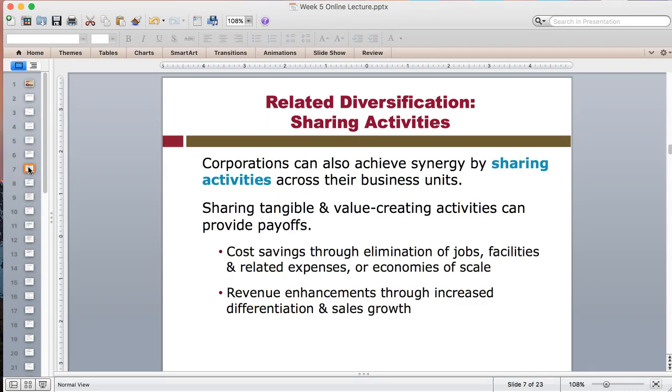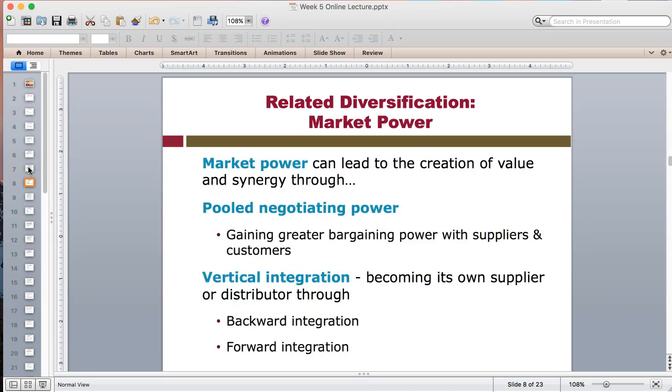And this is sort of talking about the economies of scope and the ability, through merging the two primary value chain functions, to get elimination of jobs, of facilities, and related expenses through economies of scale. And hopefully, you are able to achieve revenue enhancements through increased differentiation and sales growth. Market power and pooled negotiating power gives you the ability to be stronger in the context of the competitive environment.